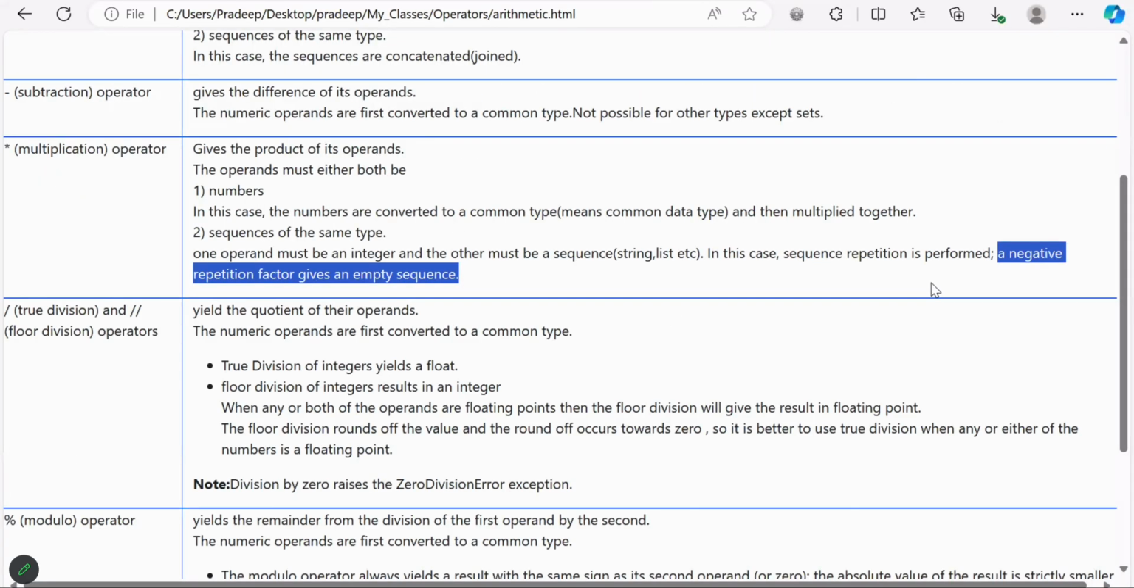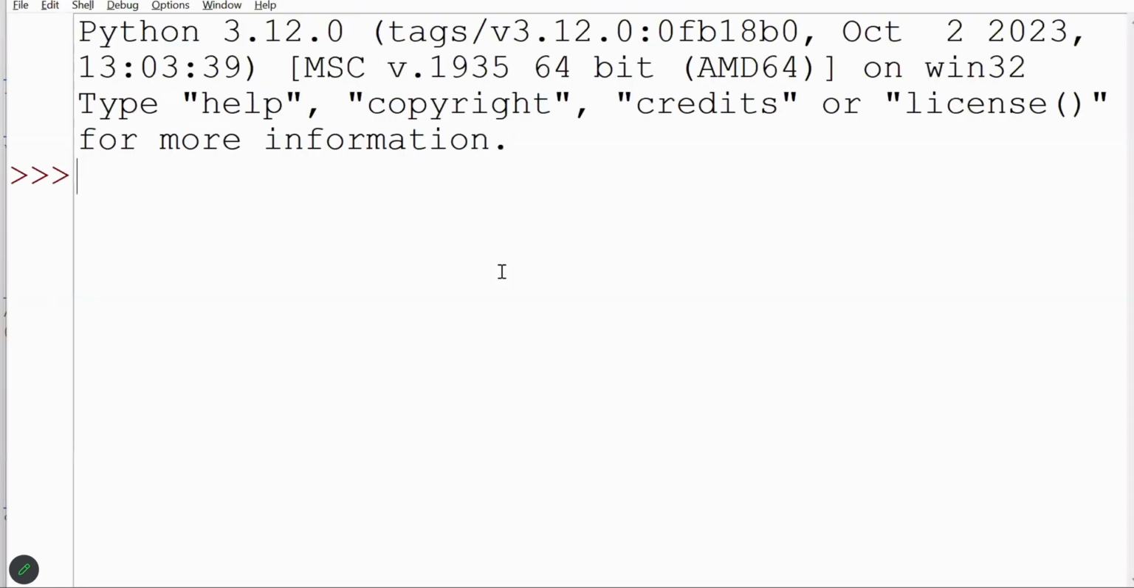So here is a sentence. Generally for multiplication with a sequence, repetition will be done. So the sequence will be repeated. A negative repetition factor gives an empty sequence. So whenever there is a negative repetition factor.